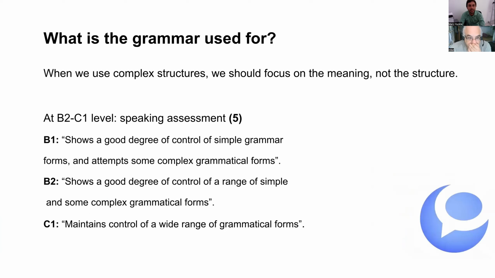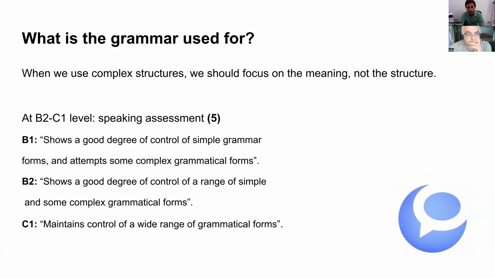So let's get started with what complex grammar is used for. When we use complex grammar structures, we should focus on the meaning, not the structure. So you want to focus on meaning. For example, I want to talk about a likely situation. If I go to the cinema, I will watch a film. You don't really need to know that this is the first conditional, but you need to know likely situation, this structure. Okay?